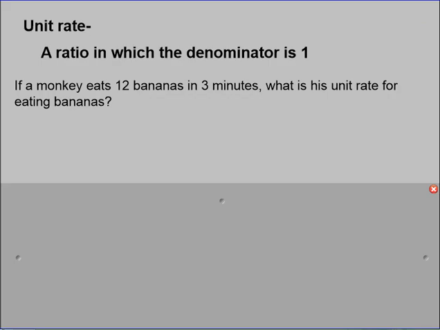A unit rate, let's start out with this. We need a definition. A unit rate is a ratio in which the denominator is 1. A little review, and I want you to write this down.